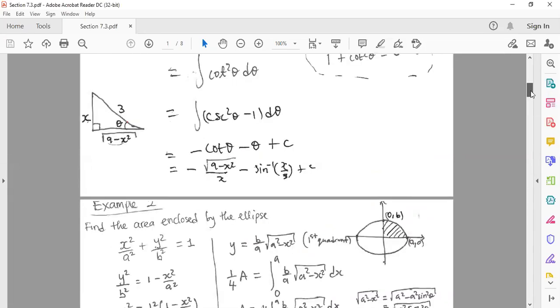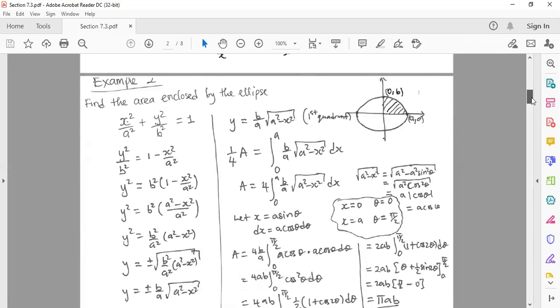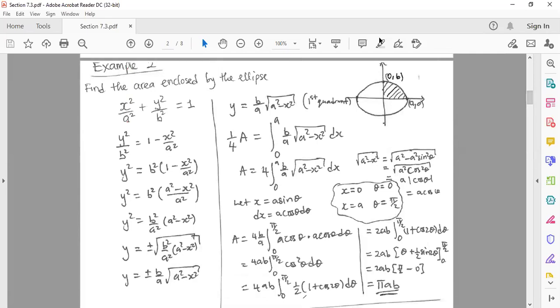Example 2 is just to find the area enclosed by the ellipse. I give you the ellipse: x squared over a squared plus y squared over b squared equals 1. Now I've given you this ellipse and I'm asking you to find the area enclosed by it. I know it seems a little different from the way I asked you in example 1. In example 1, you can see the integral, you can see the root, you know already it's a trig substitution.